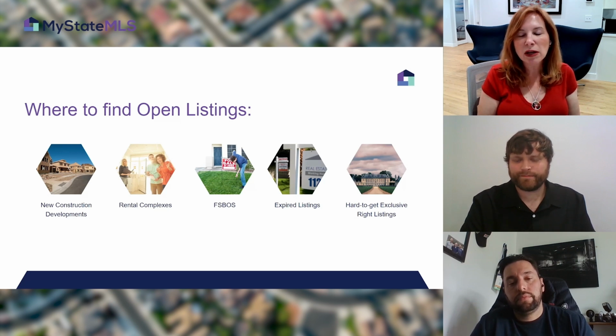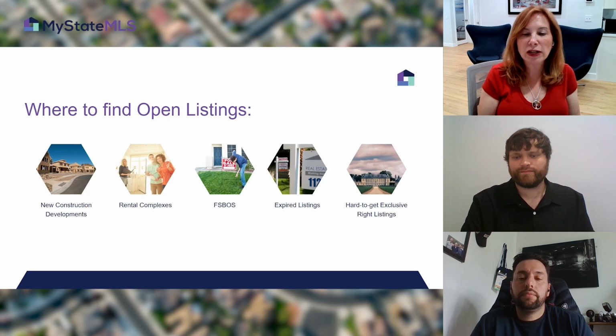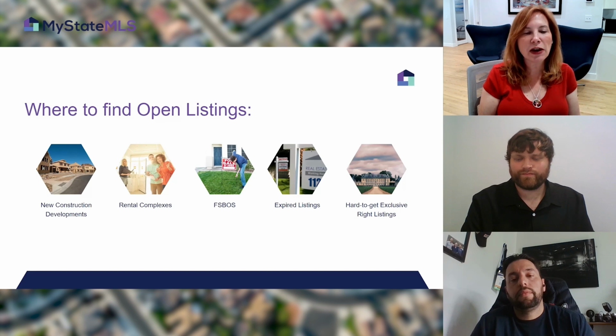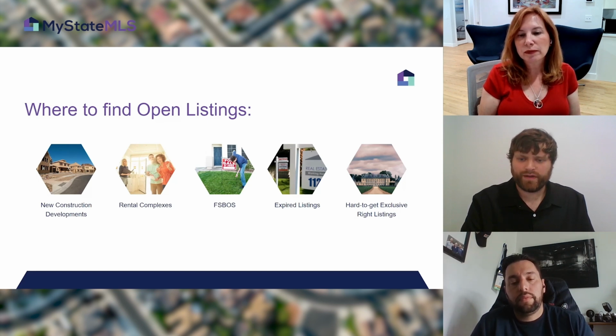And the other thing is, when the listing is a really hard to get exclusive right listing, just like the FSBO, go for the exclusive agency. If you can't get the exclusive agency, all right, bring it down to the open level. Open's very easy to get when you do that.